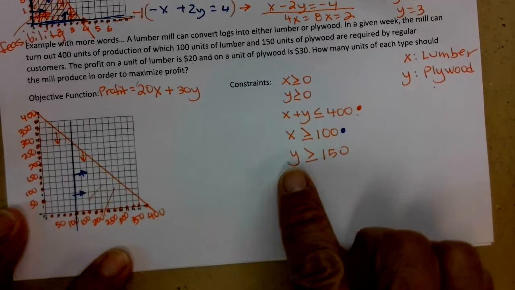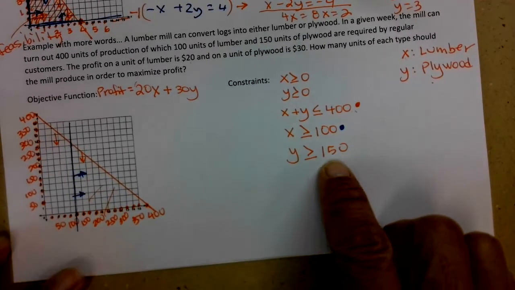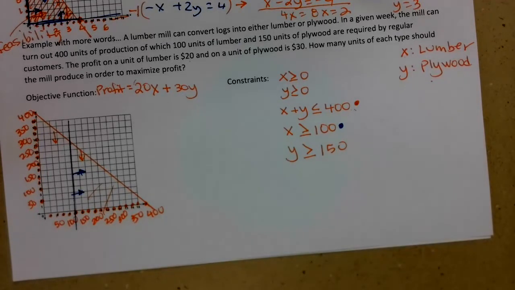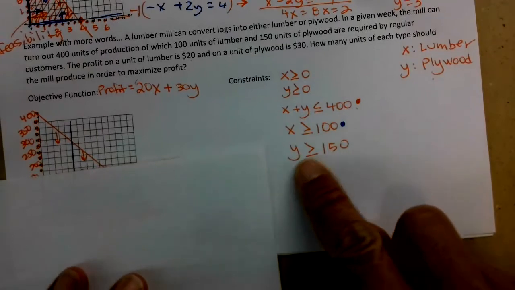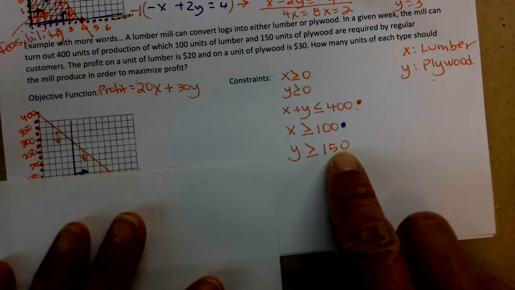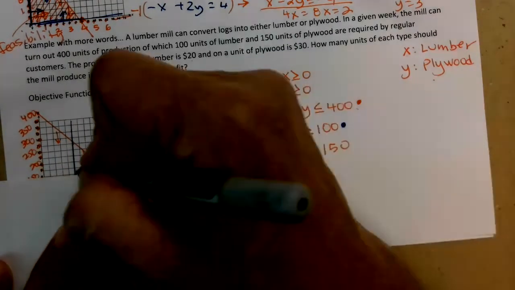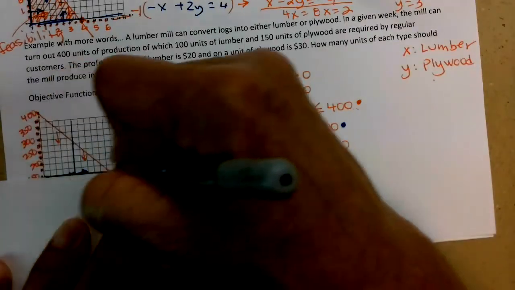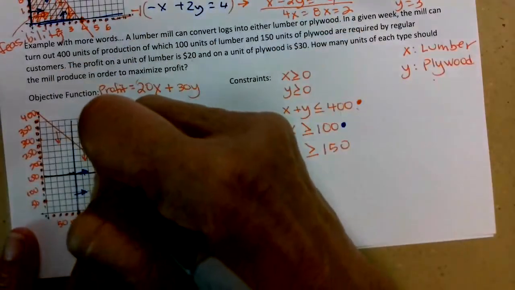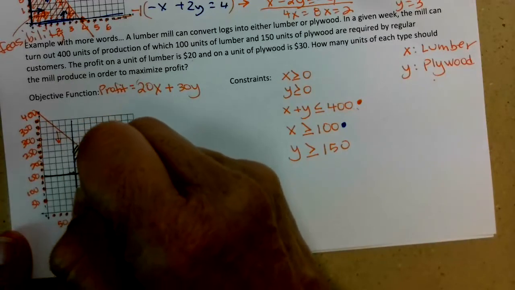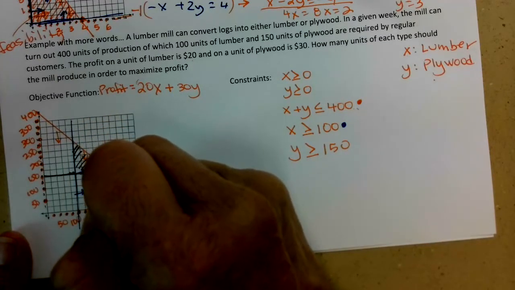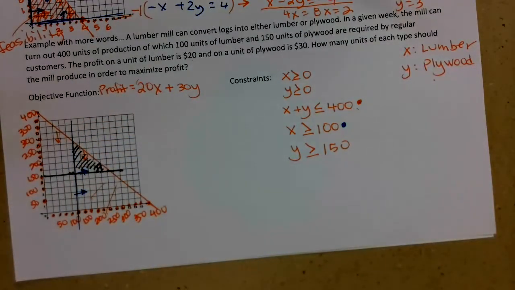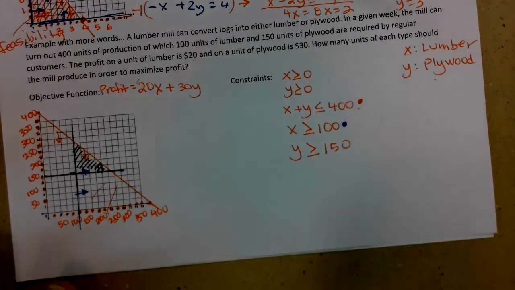But let's do our last one. My y's have to be greater than or equal to 150. So I go to where y is 150, it's right there. And I'll go across, and then I need to be greater than that. So now I'm up here. So it looks like it's this triangle right there. Now for this one, I think I can just maybe read those values off. I don't know, let's give it a try for our vertices.